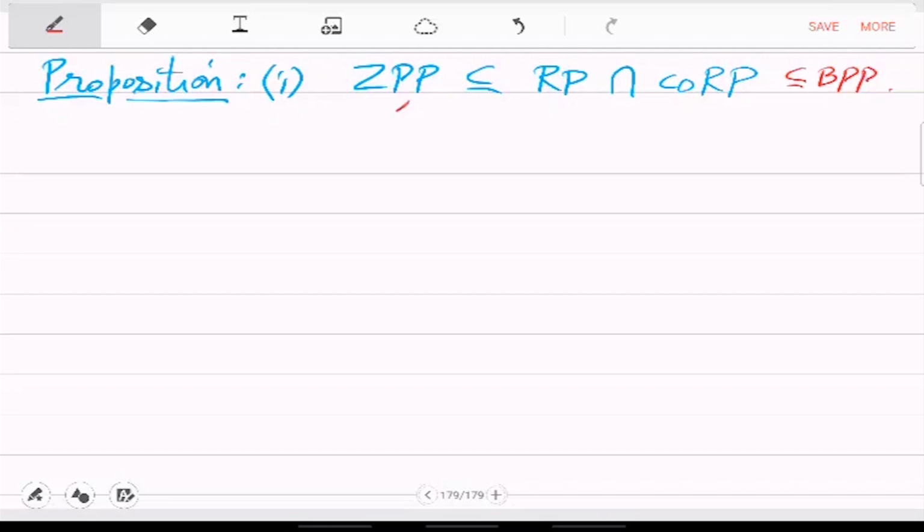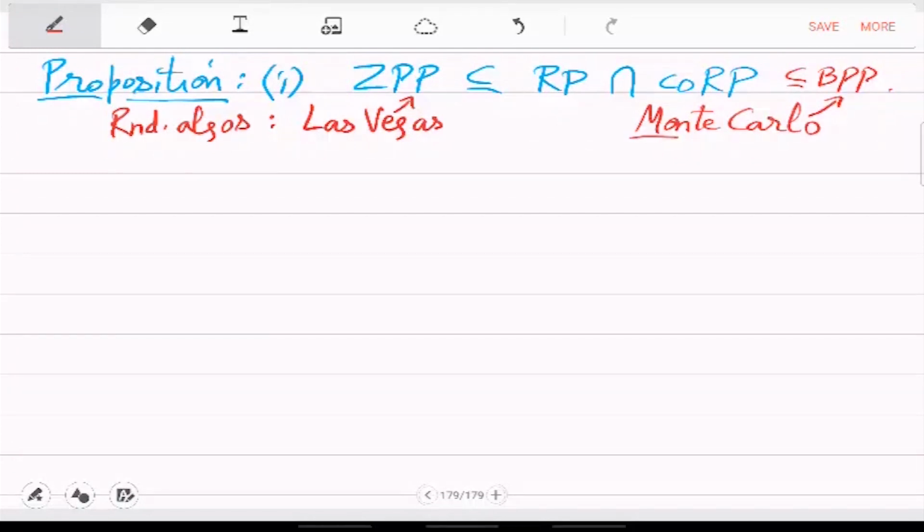So this set of algorithms, they are called Las Vegas. Okay, so the randomized algorithms of the ZPP type, they are called Las Vegas, while randomized algorithms of BPP type, they are called Monte Carlo. Okay, so these are some old-fashioned names, but we'll just refer to ZPP, RP, co-RP, and BPP.